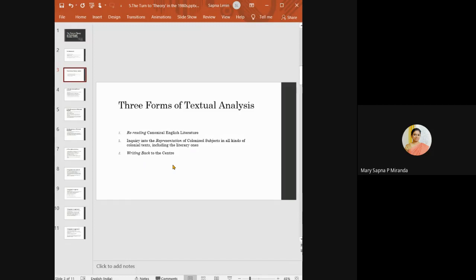So there are three forms of textual analysis based on post-colonial studies. One is rereading the canonical English text. The other one is looking at the representation of the colonized subjects, and the other one is writing back to the center.